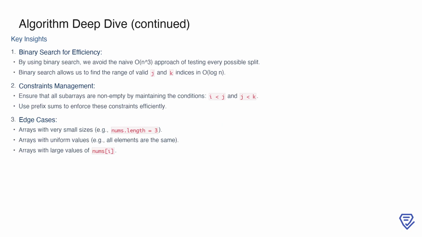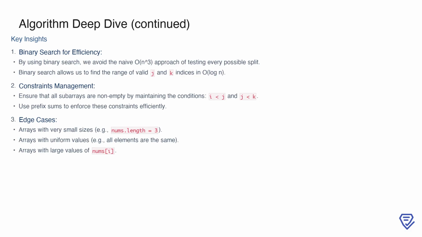There are several important insights into why this approach is efficient. First, binary search is a critical tool here. By leveraging binary search, we avoid the naive approach of testing every possible split, which would take cubic time. Instead, binary search allows us to find the valid range of indices for j and k in logarithmic time. Second, managing the constraints is crucial. We ensure that all subarrays are non-empty by keeping the relationships i less than j and j less than k intact.